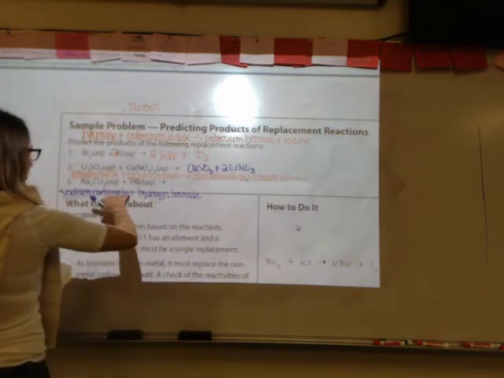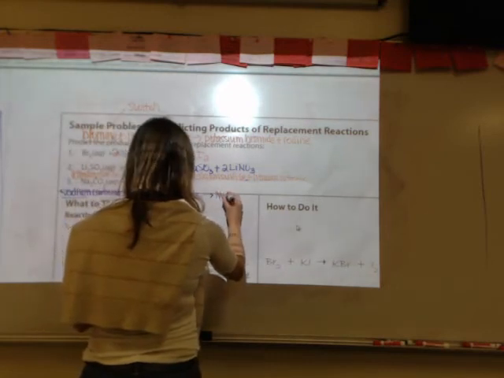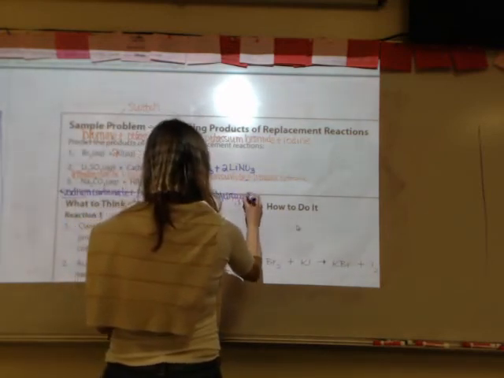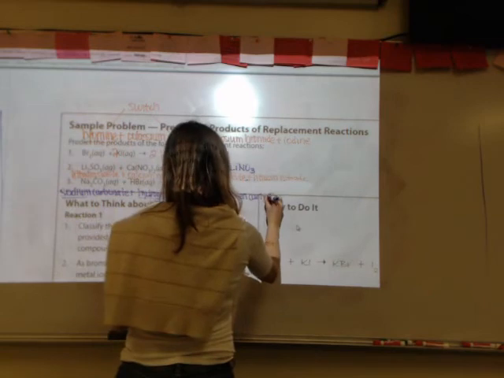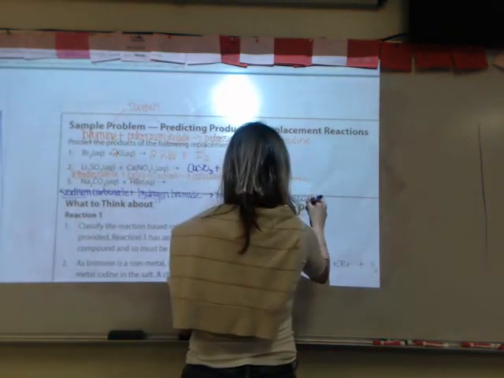The sodium and the hydrogen switch places because those are cations. Cations switch places. You're going to form hydrogen carbonate and sodium bromide.